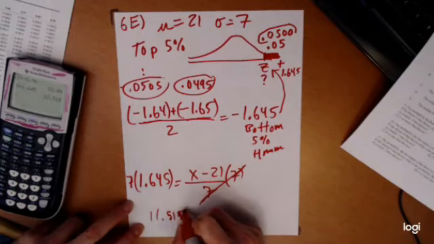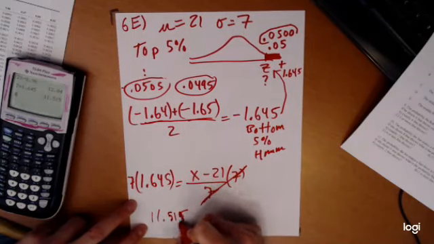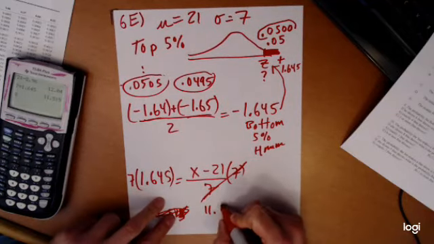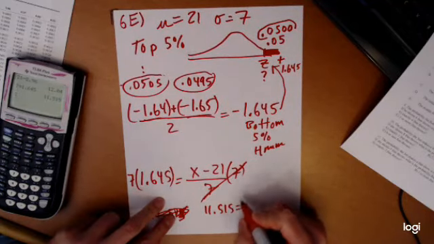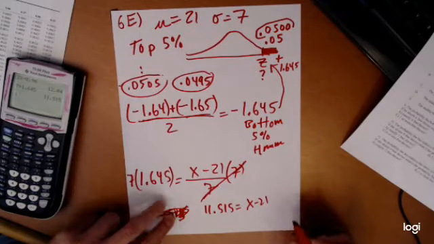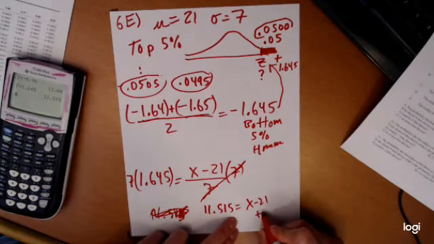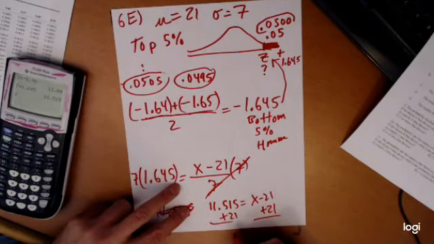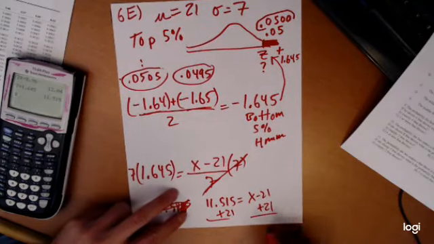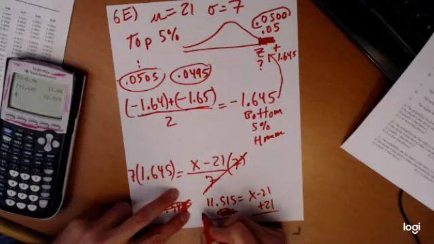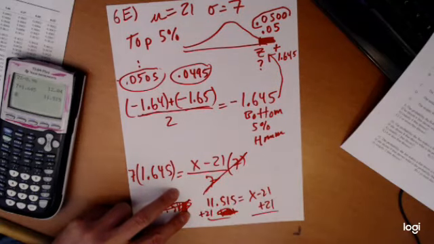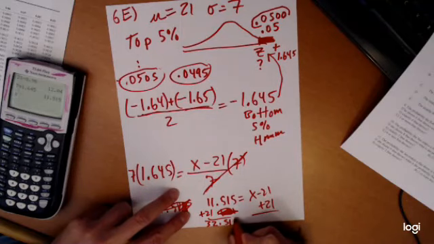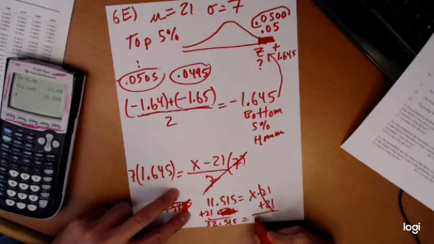11.515 is equal to that x minus 21. So go ahead and add 21 to both sides. And that should give us, oh gosh, if I move the 21 over a little bit, add 21, it looks prettier. So now I can see that 32.515 is equal to just x.